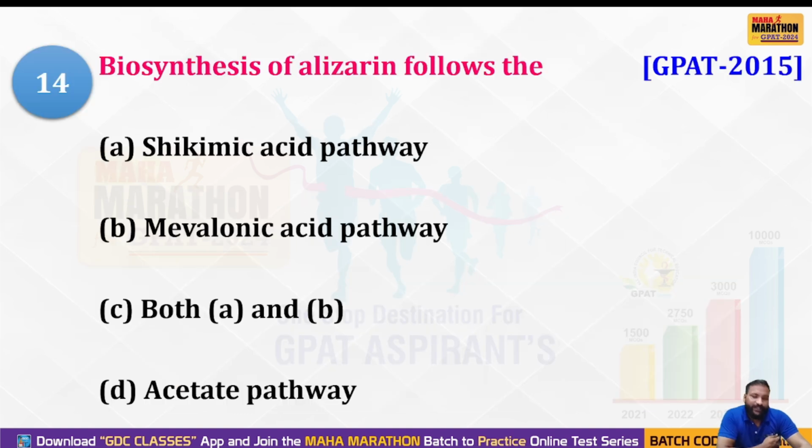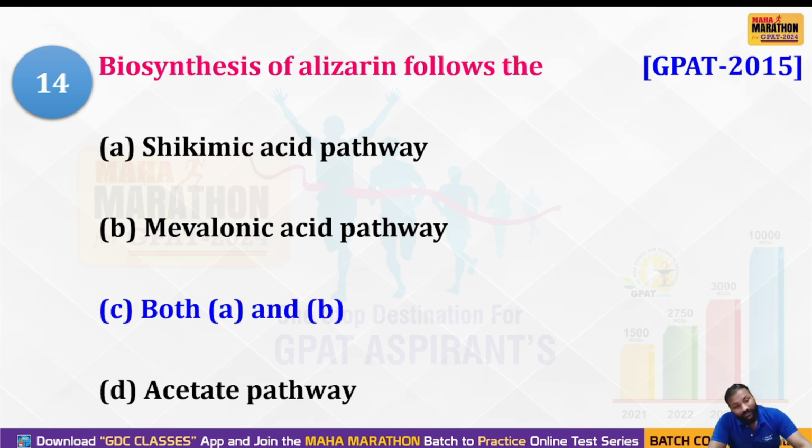Clear? Yes. The next question in this GPAT test series 2: biosynthesis of alizarin follows which pathway? Whether citric acid, malic acid, both A and B, or acid pathway. This question was given in 2015 GPAT. We'll check the right answer.